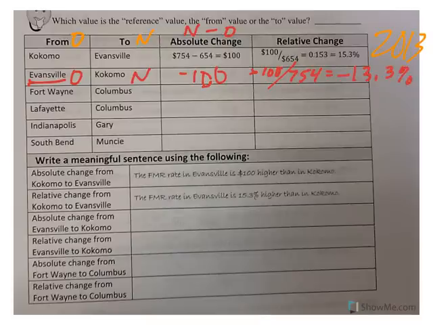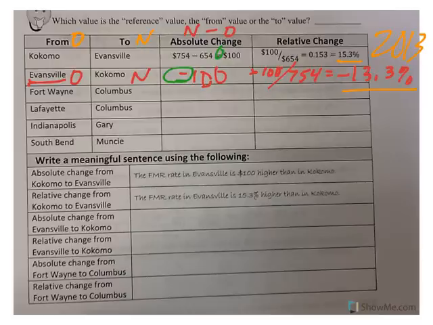Now, you'll notice in the absolute changes, Kokomo to Evansville, Evansville to Kokomo, the only difference is that this one is negative and this one is positive, because they're absolute, they're numbers. But when you look at the relative change, we're at 15.3 and negative 13.3. Why the difference? Why isn't just one of them negative? Let you think about that for a second. Think.